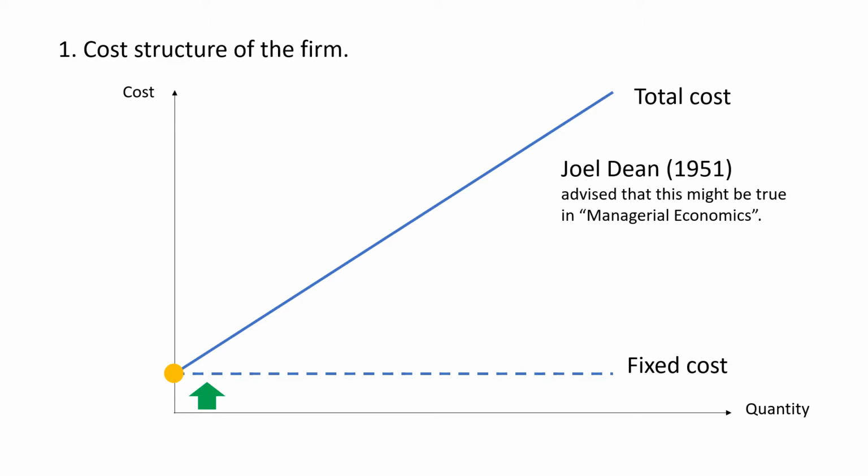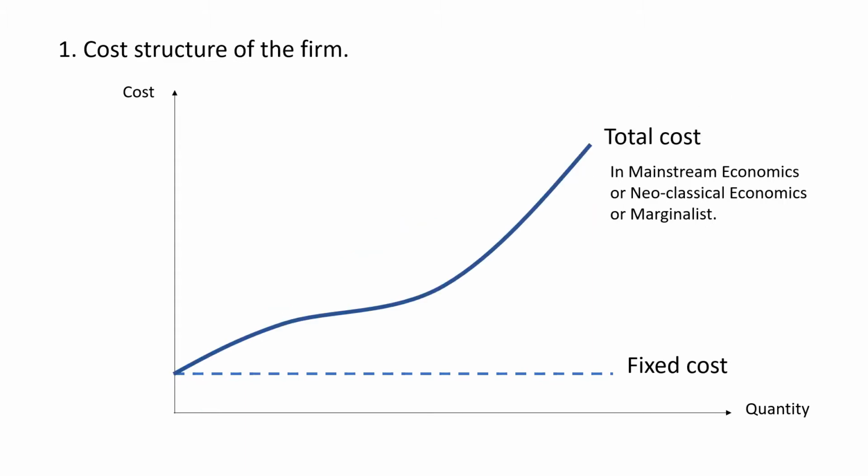Therefore, the idea of linear total cost of Joel Dean is taught in an alternative school called managerial economics instead of mainstream economics, and has gained many supporters in the past at least 60 years. For mainstream economics, the total cost is nonlinear, and it is like an equation to the power of 3.